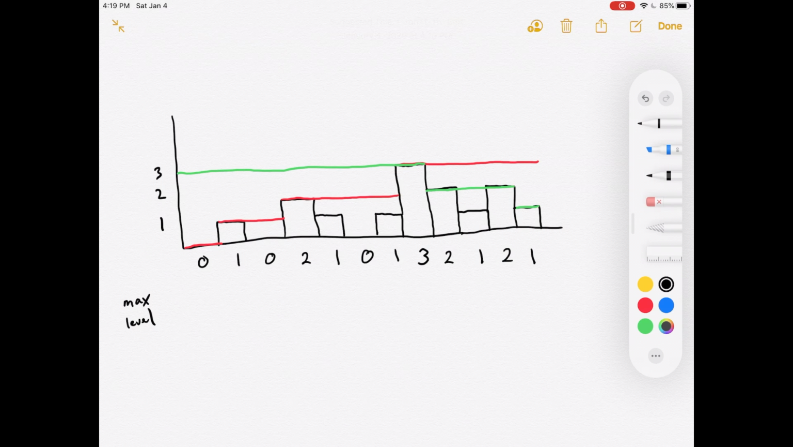All right, what would the max water level be here? We have the green line at 3 and the red line at 0. So we take the minimum of those two, so that's 0. Now we move to the building to the right of it. What's the minimum of 1 and 3? That's 1. Next, what's the minimum of 1, because the red line is at 1 again, and 3? That's 1.